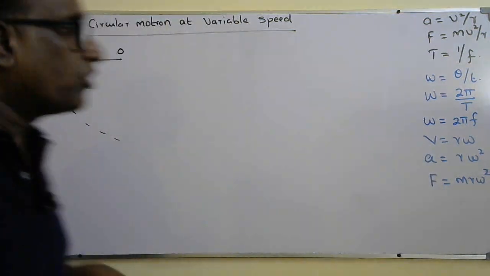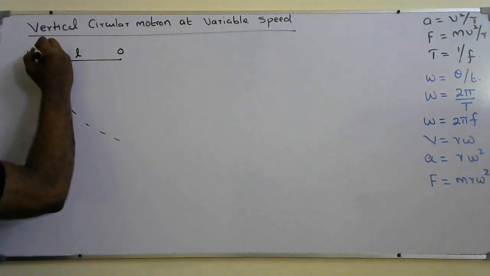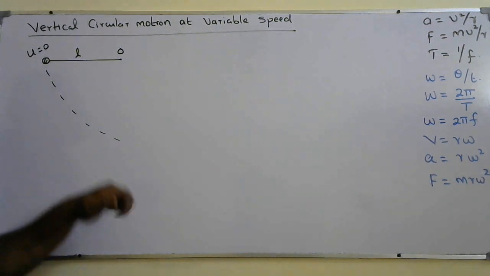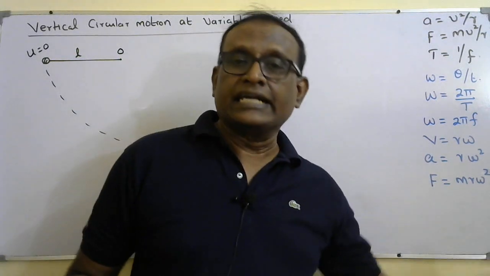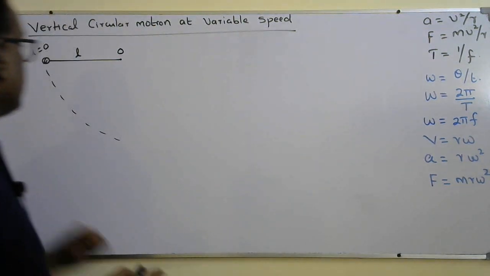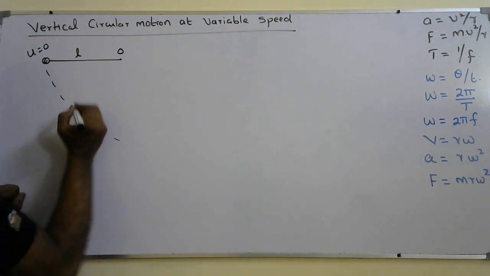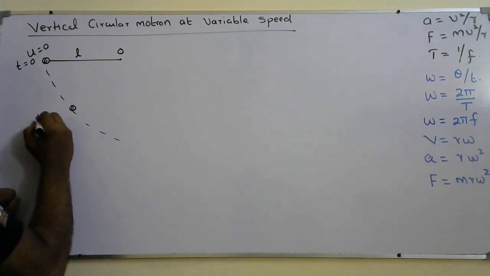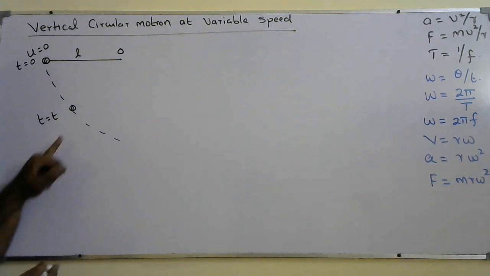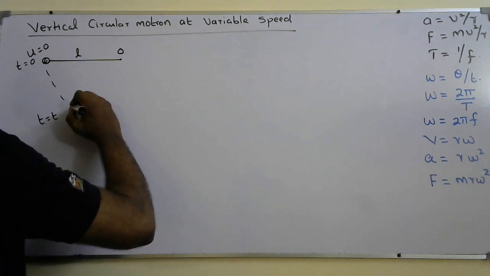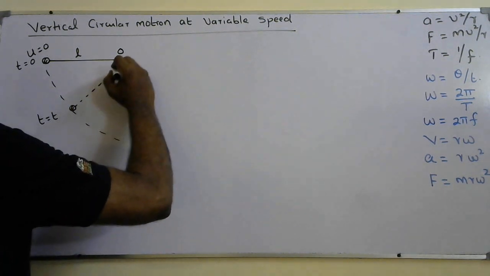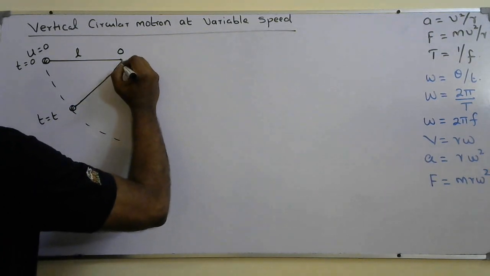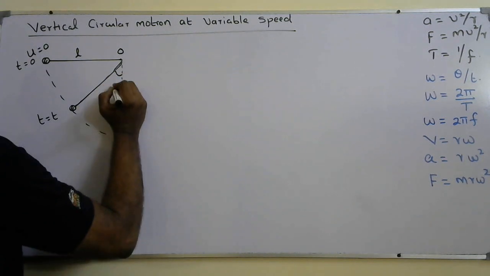So it will move down from rest. Initially the speed is 0. So the bob will move on a vertical circular path. When the bob comes to this position, this is at t equal 0, this is later at variable time t. The bob has come to this position, so I'll draw it with solid line. That makes an angle theta with vertical line.